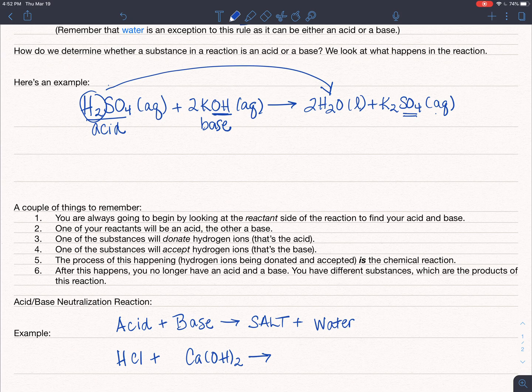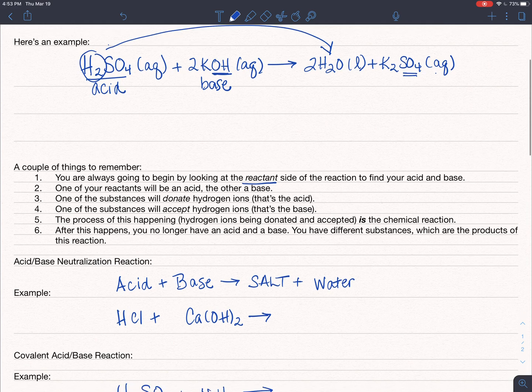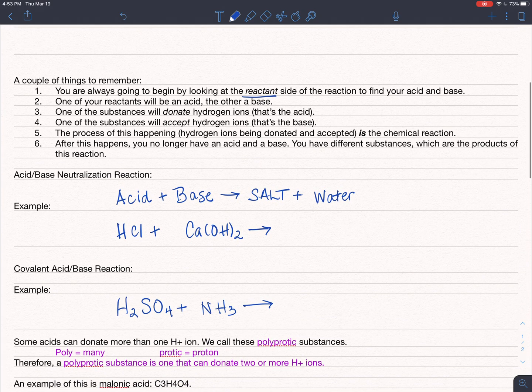A couple of things to remember. One, you're always going to look at the reactant side of the reaction to find your acid and your base. Your acid and your base will not be located on the product side. One of the reactants will be an acid, the other one will be a base. One of the substances will donate its hydrogen ions, that's your acid, and one of the substances will accept the hydrogen ions, that's the base.